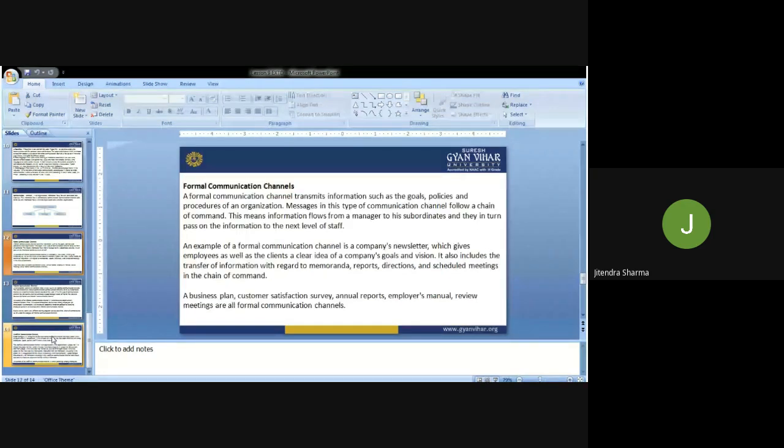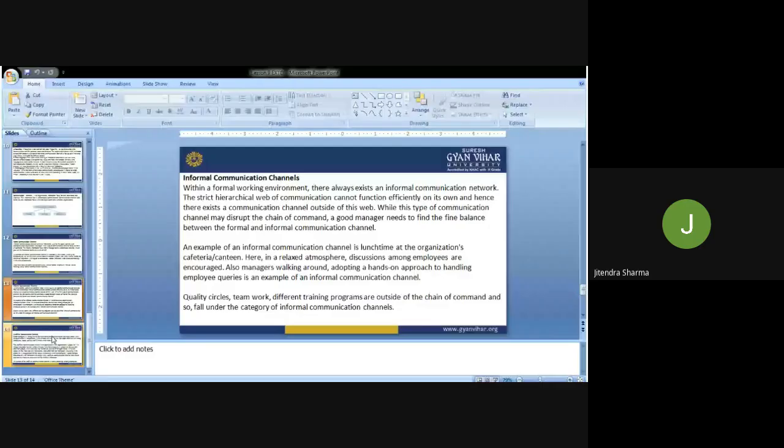A formal communication channel transmits goals, policies and official messages, and this type of communication channel follows the chain of command. This means information flows from a manager to his subordinate, and they in turn pass it on further. So now we know the difference between informal and formal.